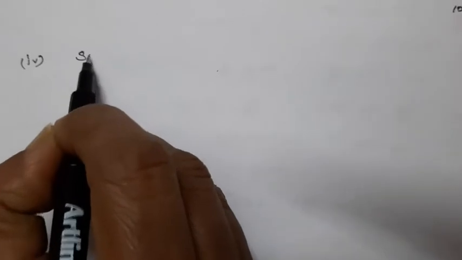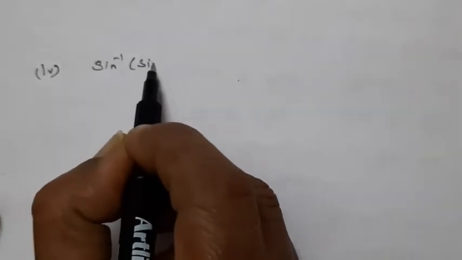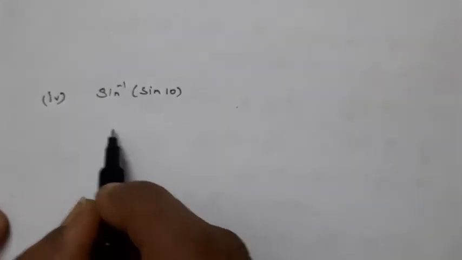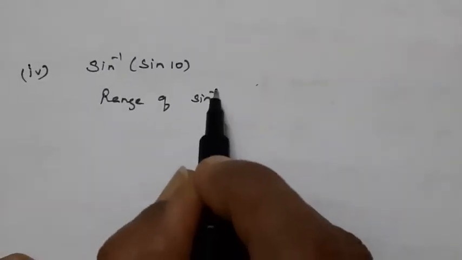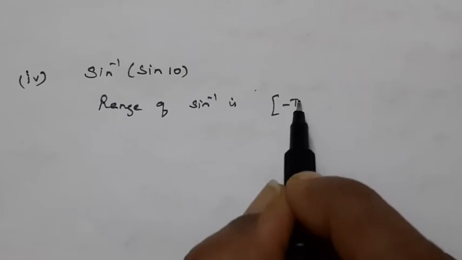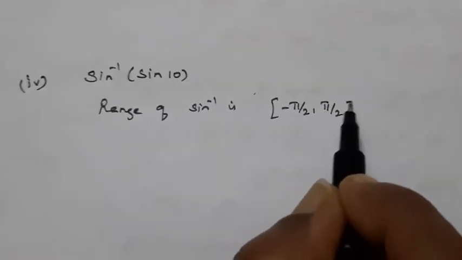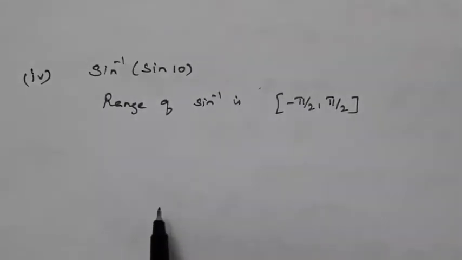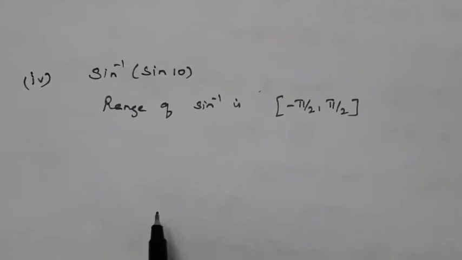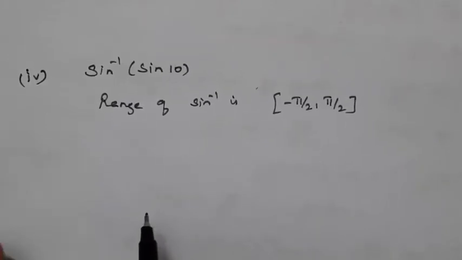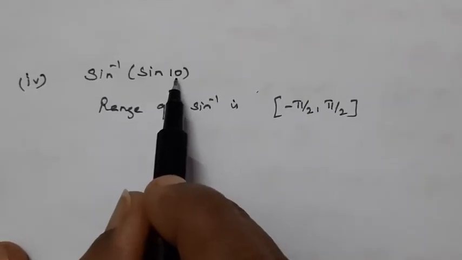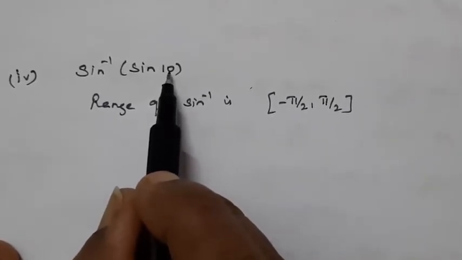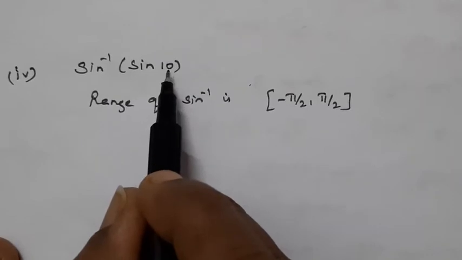Now the fourth subdivision is sine inverse of sine 10. You know that the range of sine inverse is the closed interval minus pi by 2 to plus pi by 2. Here 10 is not a numerical value in degrees, nor in radians.